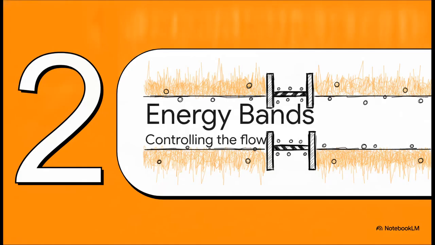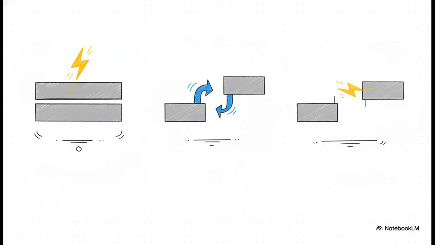Moving right along to Section 2, energy bands and toll gates. To really understand how these smart valves actually work, we've got to look at the physics. In quantum mechanics, electrons inside solids can't just have any random energy. They're restricted to specific bands. The two that matter for electricity are the valence band, where electrons are basically stuck to their atoms, and the conduction band, where they can flow freely. The space in between them? That's called the band gap.